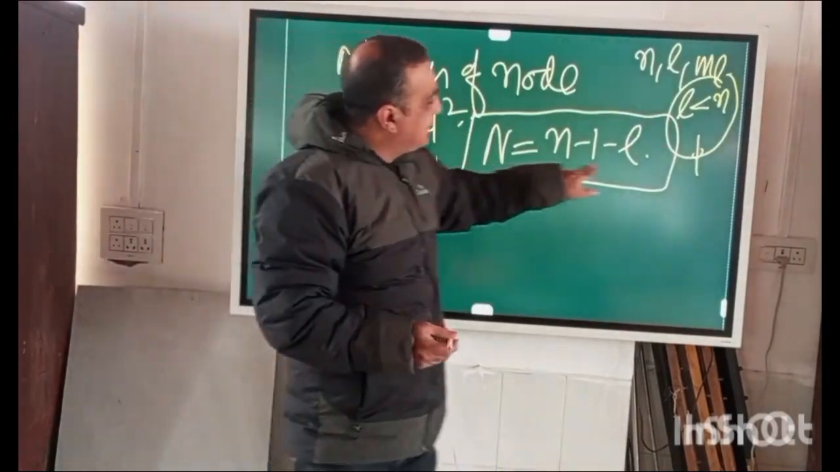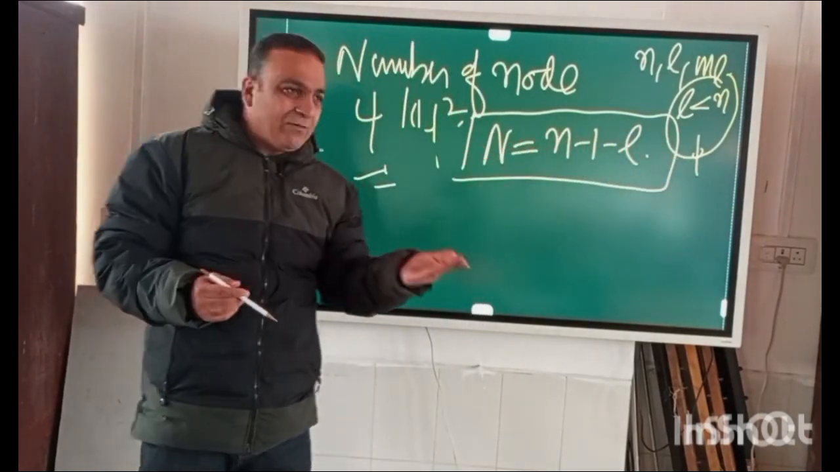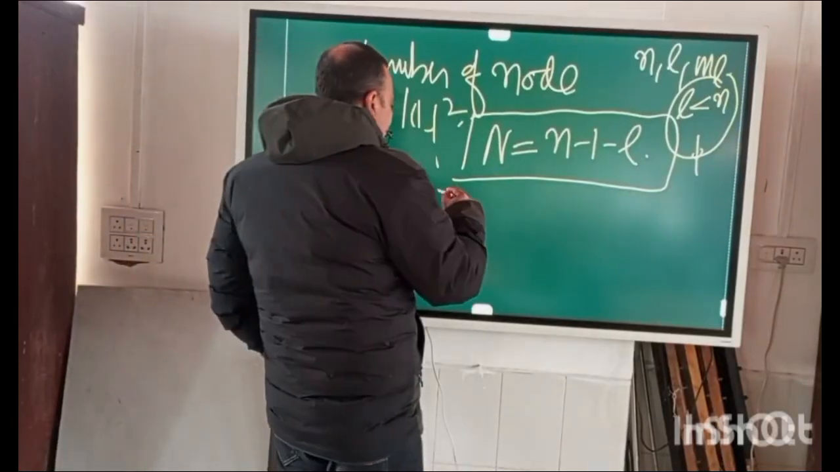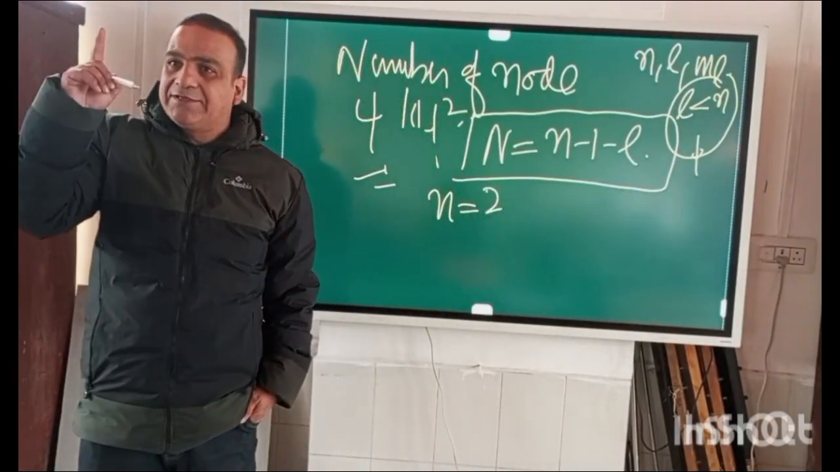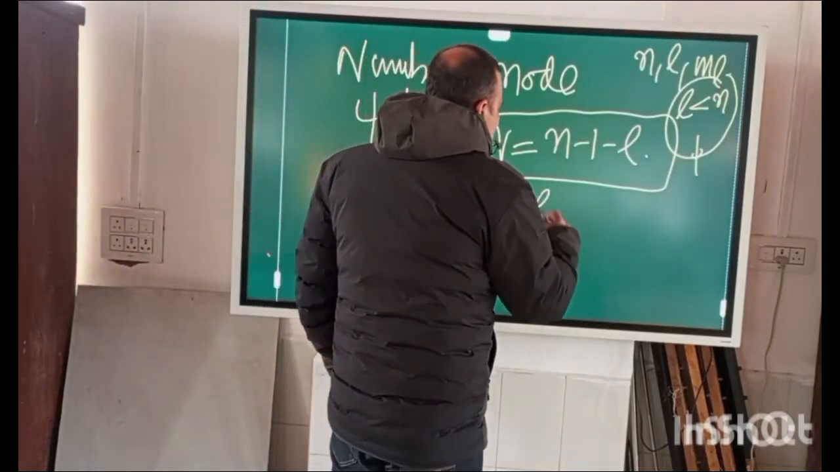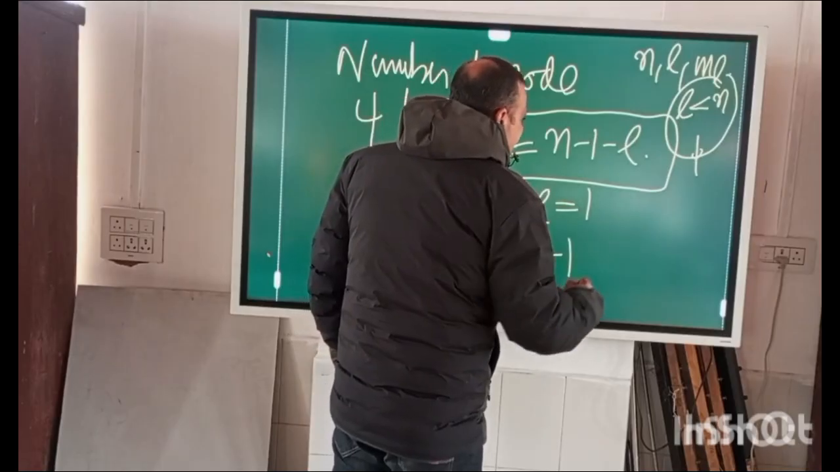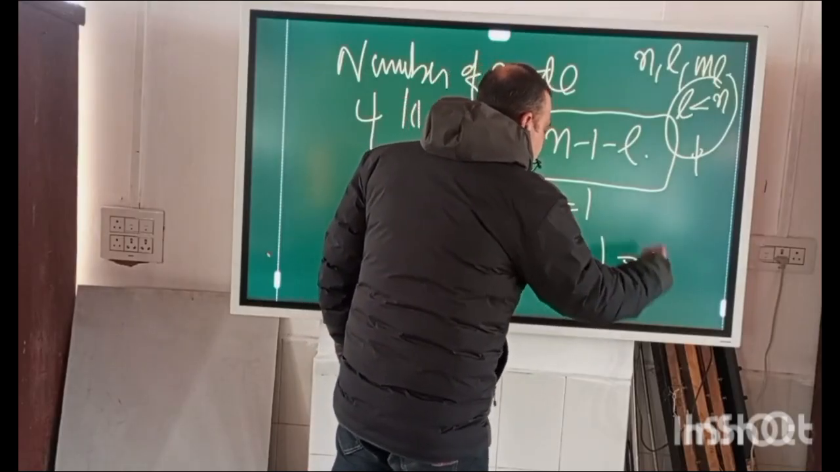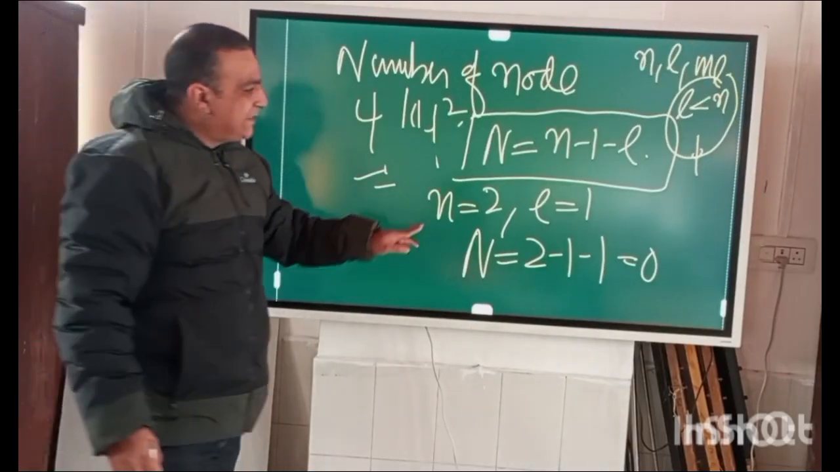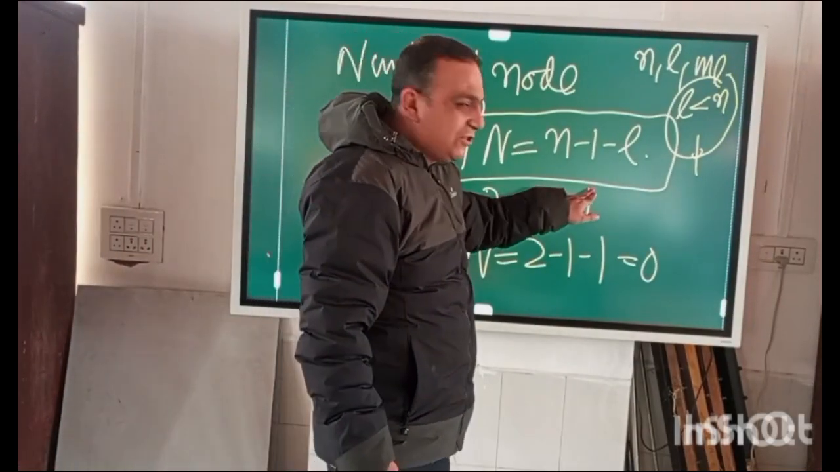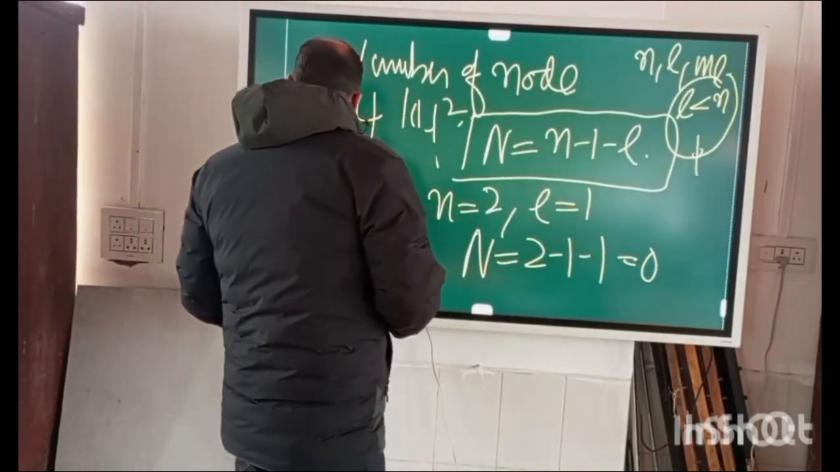Now see, this simple formula will give you the number of nodes. Say for example, if I say n is equal to 2, n is equal to 2 means 2s, okay? And l is equal to 1. What will be the number of nodes here? That will be 2 minus 1 minus 1, that's equal to 0. You will not find any nodes in this state. In a similar way, n is equal to 2 and l is equal to 0, you can calculate the number of nodes. Clear?